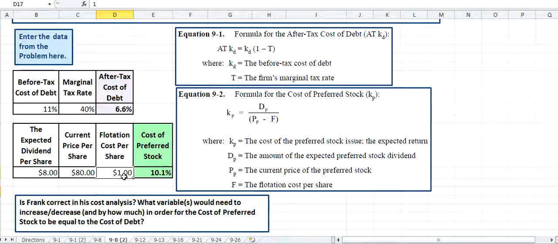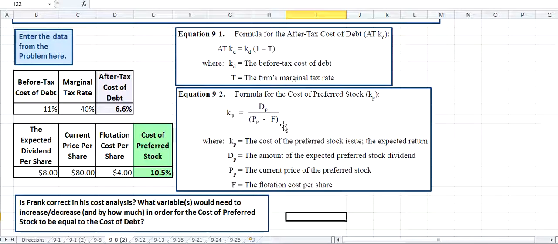So if we were actually to raise the flotation cost to say 4, you'll see that actually makes the overall cost go up, because if you think about this, you're making the denominator down here smaller, because the larger the amount that you subtract from the current price, the smaller this denominator down here gets.